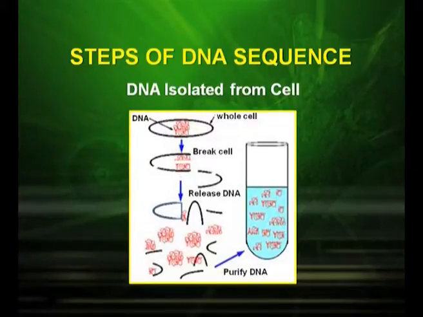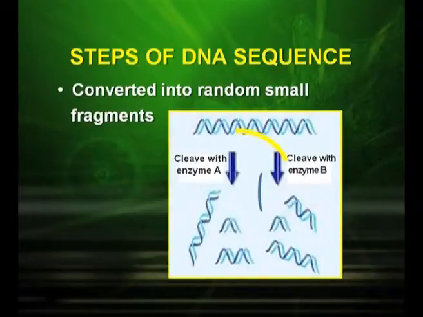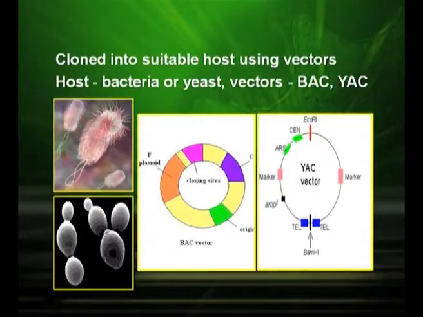Now what are the steps of DNA sequencing? Let us study them. The first step is that the DNA is isolated from the cell. As you can see in the picture, the cell is homogenized and the DNA is extracted chemically. Then the extracted DNA is converted into random small fragments with the help of molecular scissors called restriction endonucleases. The fragmented DNA is then cloned into a suitable host using vectors.